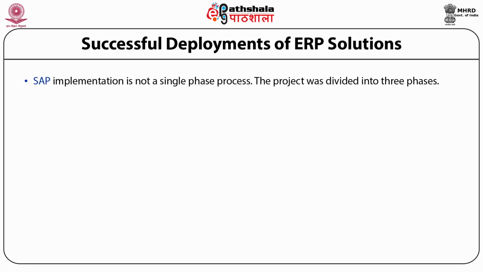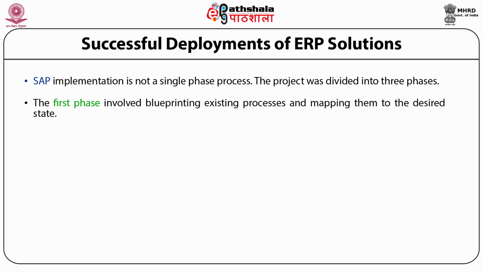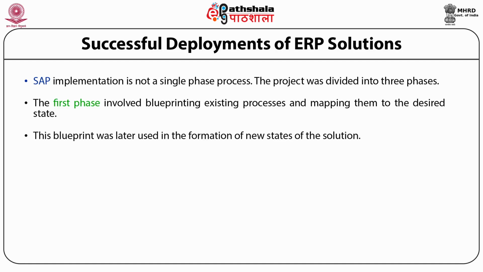SAP implementation is not a single phase process. The project was divided into 3 phases. The first phase included blueprinting existing processes and mapping them to the desired state. The entire project team worked on current processes within the structure of the organization, analyzed and drafted them. This blueprint was later used in formation of new states of the solution. Since SAP would combine all the processes, each and every one of these had to be evaluated.